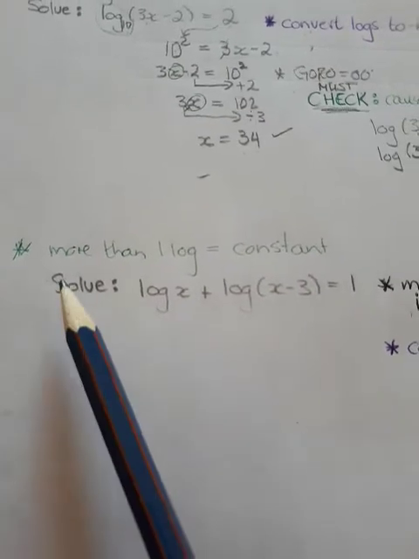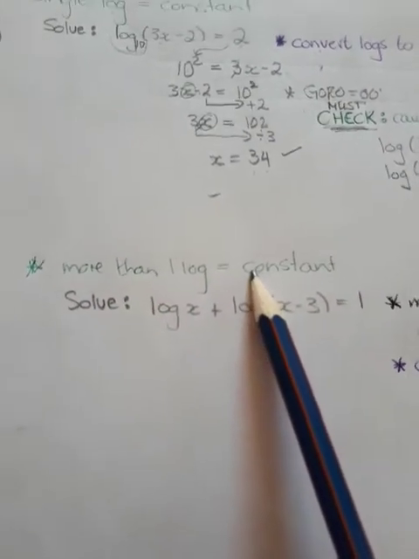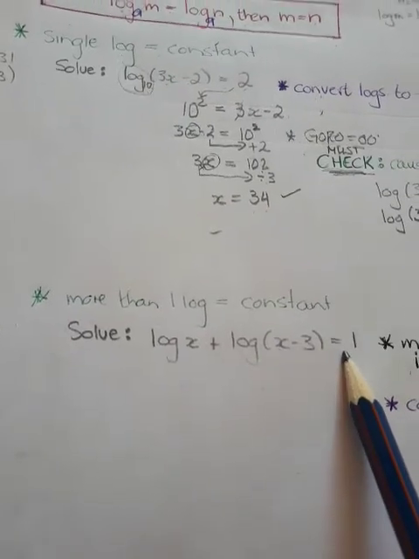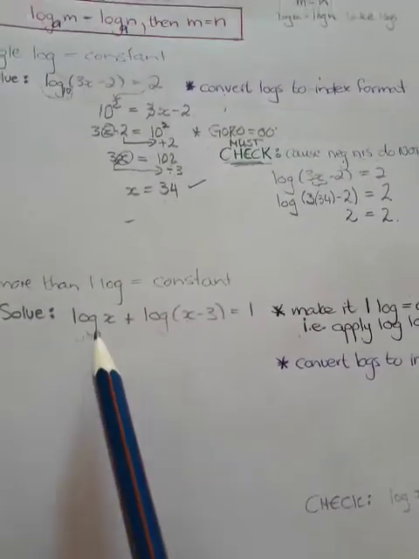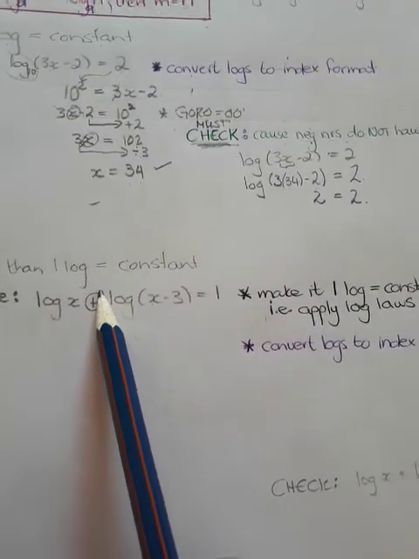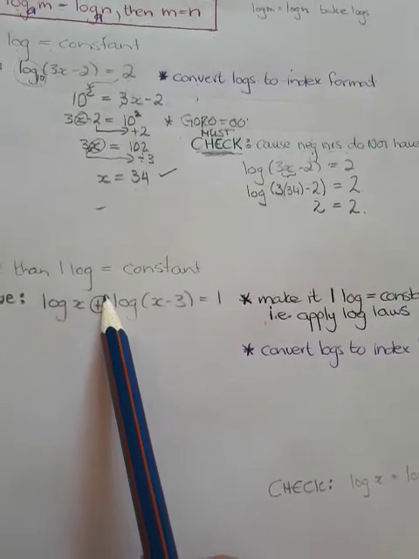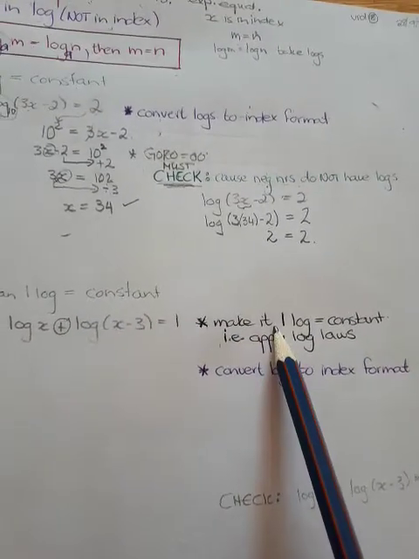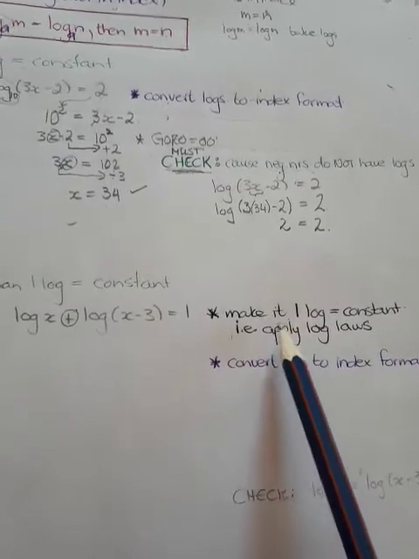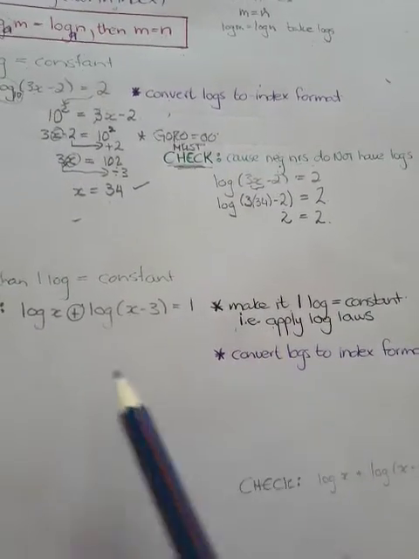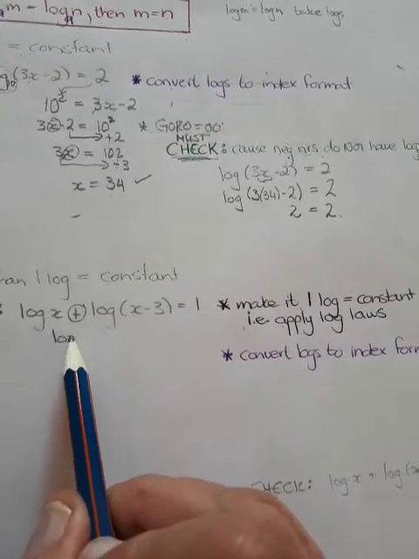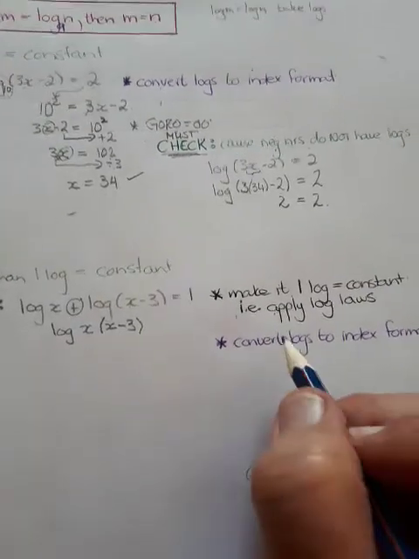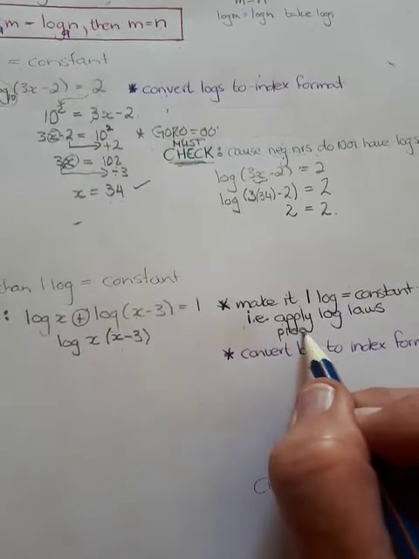Okay, in this example, we've got more than one log being a constant. So it is just a bit more complicated. It reads log x plus log of x minus 3 equals 1. Now, immediately when you look at that, you should see the sum. And for the sum, people, the multiplication law counts, the product law counts. So we are first going to make it one log, okay? And we are going to make that one log by applying the log laws. In this case, it's the product law. So that is the same as the log of x times x minus 3, all right? We are applying the product law in this case.